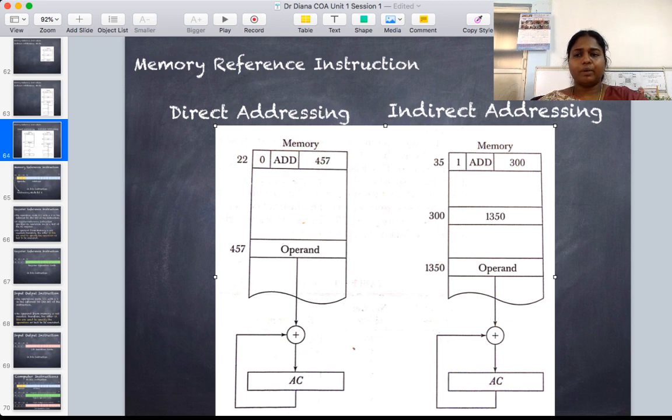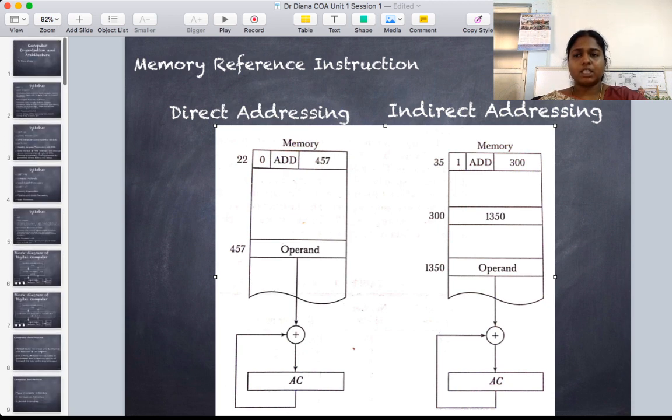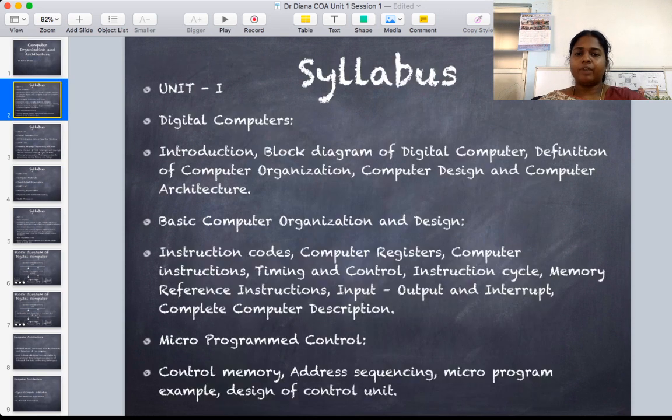So when we look into our syllabus, this is what we have seen till now. We have completed the block diagram of the basic computer, and we have seen the definition of computer organization, computer design and architecture. We have also seen computer registers and the different instruction codes. An instruction code is a 16-bit value with 4 bits for opcode and 12 bits for address. That's called an instruction code.